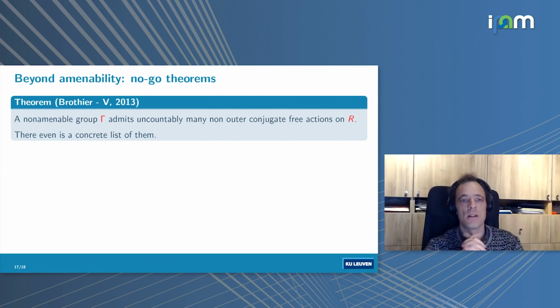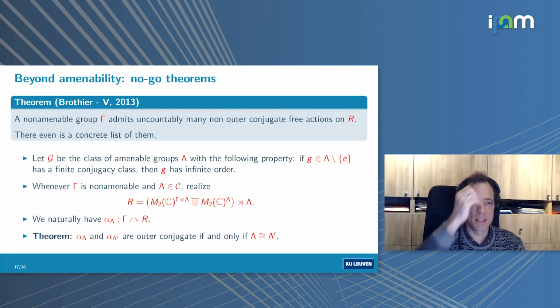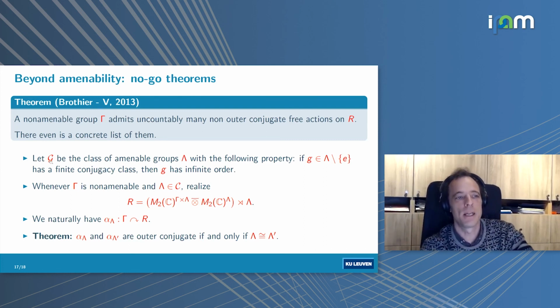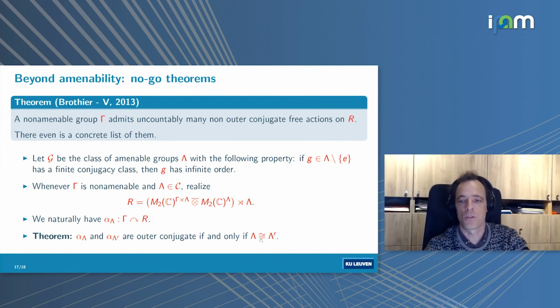So the dichotomy with Ocneanu is completely sharp. So here is the list. Let's build it. It's a huge list. The list is indexed. Let me first say by what it's indexed. It's indexed by amenable groups, essentially. And we will end up by saying that two actions are outer conjugate only if the amenable groups are isomorphic. So it's a huge list.